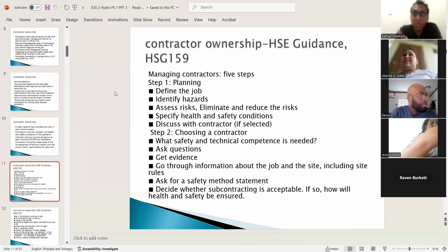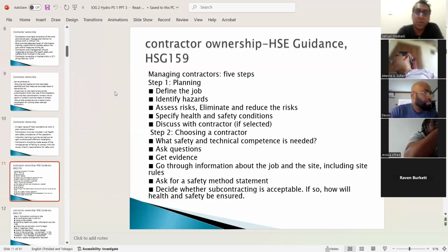So you all know I do this all the time. Those of us who know me, I go to the HSE website, I get guidances, I make the notes. So there's an HSE guidance here, HSG 159.